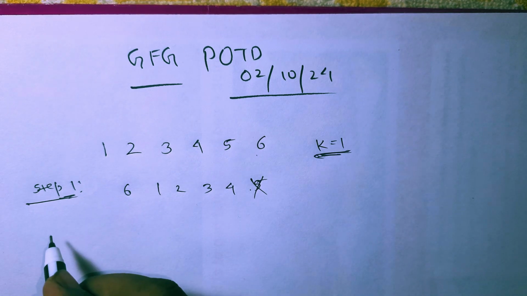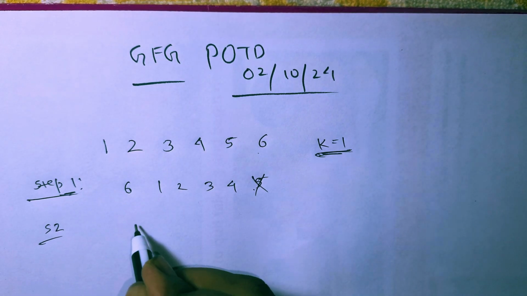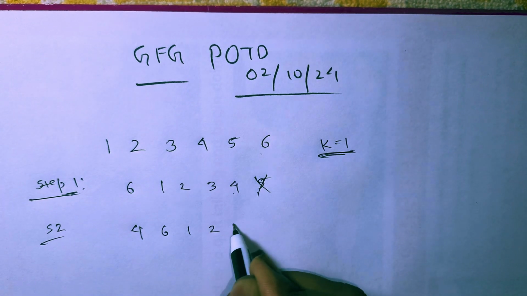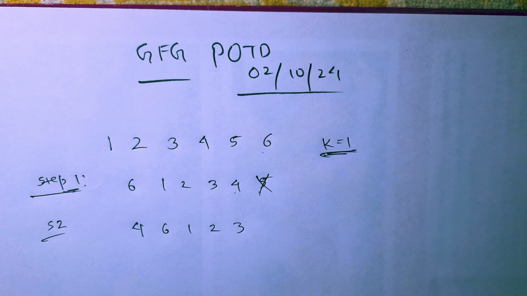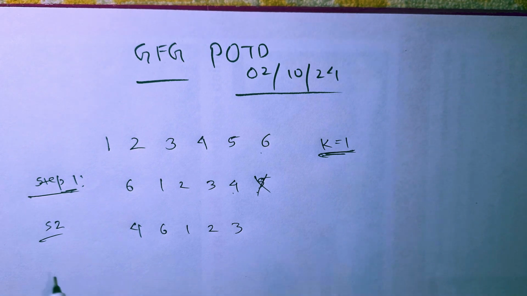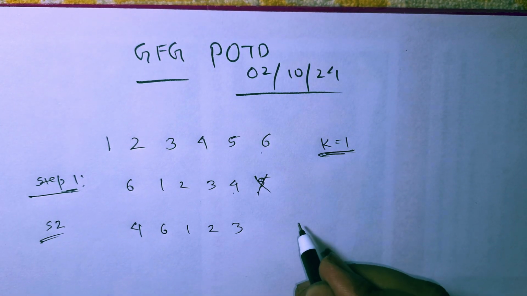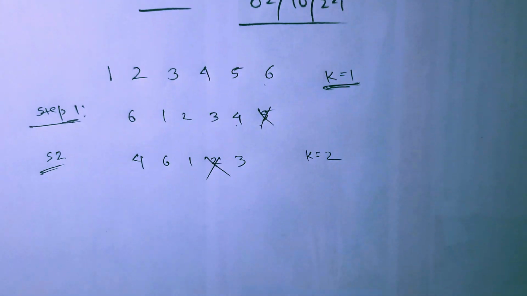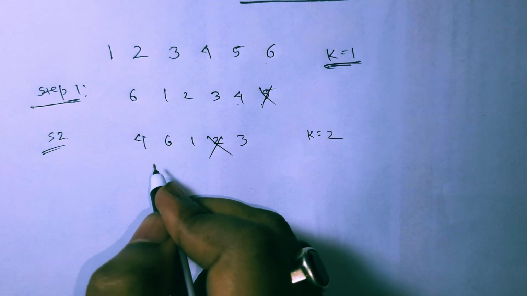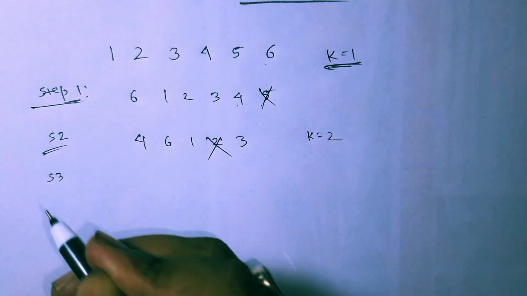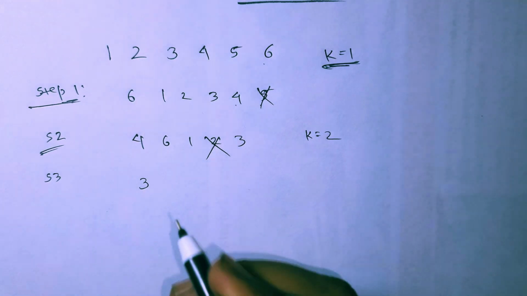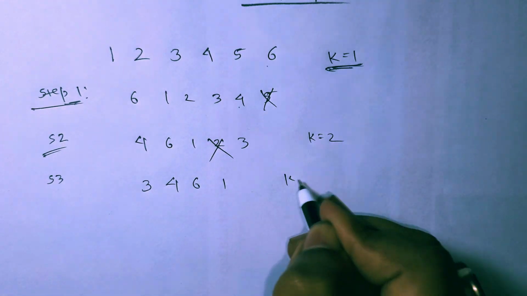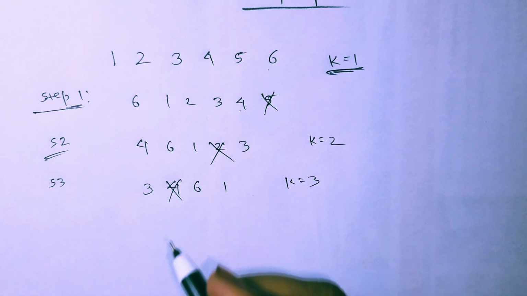Then my second step will be step 2. 4 will come first, then the rest of the array will remain intact. Now as the step is 2, my k will become 2 and I will delete 2. Now my array becomes 4 6 1 3. Now at step 3, 3 will come first, then 4 6 1. Now k equals 3, so I will delete 4.